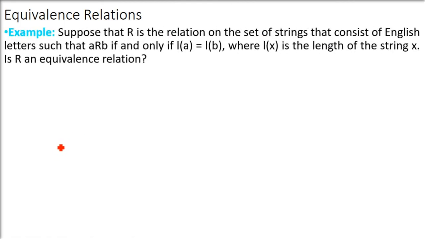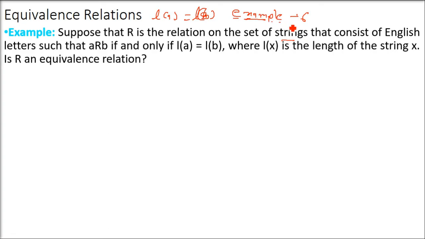Now let us take an example. Assume a relation R on the set of strings that consist of English letters, such that A is related to B. So how is it related? Let us take the word example. How many characters are there? 7. I'll just change it, this is not 6, it is 7. So this relation will be true only when the length of A is equal to the length of B. Here Lx, where x is the string, is the length of the string. So we have to tell whether R is an equivalence relation or not.